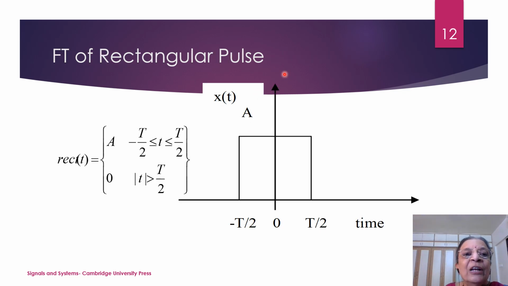Now consider a peculiar signal which is a rectangular pulse. This is a rectangular pulse existing between minus T by 2 to plus T by 2, and I want to find out its Fourier transform. This is called the rectangular function. It is represented as equal to A between minus T by 2 to plus T by 2 and equal to 0 otherwise. So this is an aperiodic signal. It is not going to repeat itself. It is only existing between minus T by 2 to plus T by 2. So for this aperiodic signal, we can write down the Fourier transform.